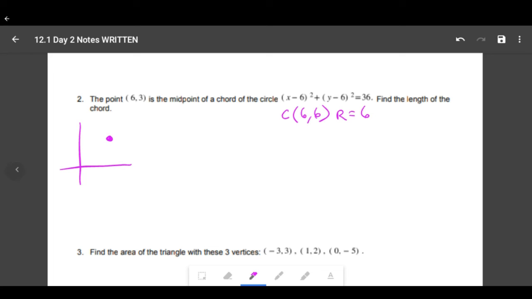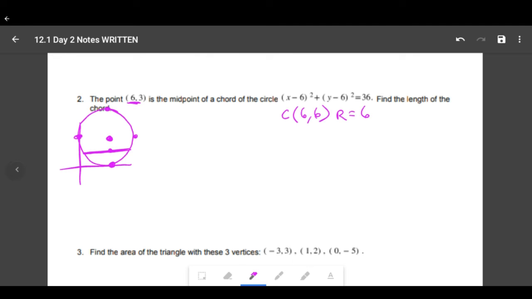The nice thing is the radius of 6, that means that the circle is going to hit the axes right there and right there. That worked out pretty nice. It's not drawn great. I hope yours is drawn much better, right? So 6, 3 is the midpoint of the chord. So if I go 6, 3, it's right about there. That means that my chord would have to go through here because that's the midpoint.